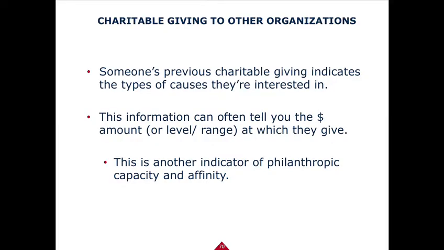So next, we want to look for evidence of charitable giving to other organizations. Past giving tells us that our prospect is philanthropic, they do give. And it also tells us what types of organizations they're interested in. So have they only given to animal and horse organizations in the past, or have they given to a whole variety of causes? Prior giving can also give us a sense of how much they're giving to other organizations, which might also be helpful to you in determining an ask amount.